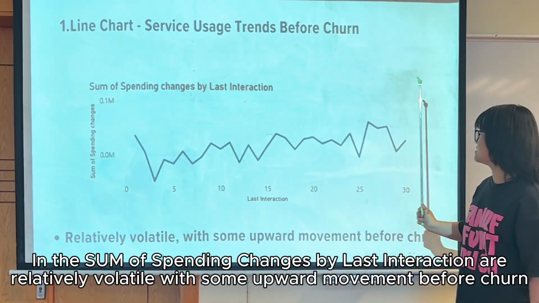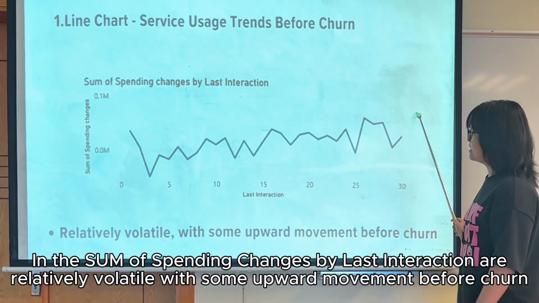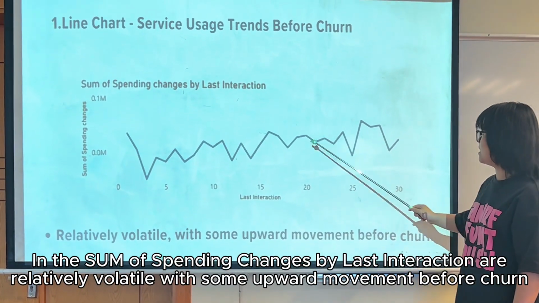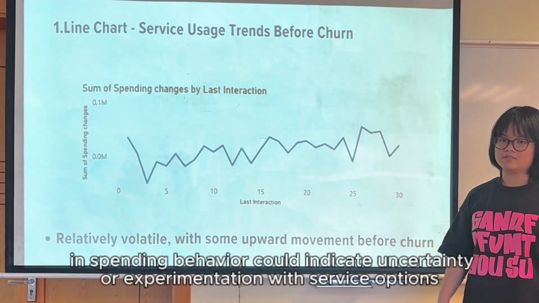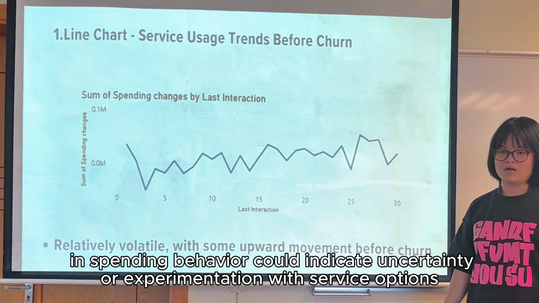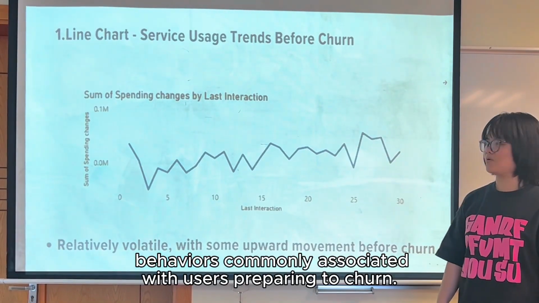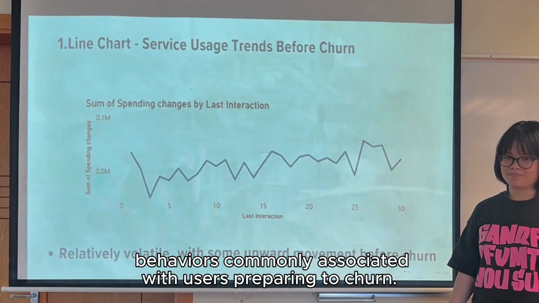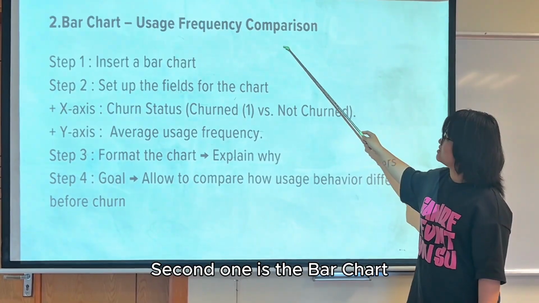Then the sum of spending changed by last interaction. The line is relatively volatile, with some upward movement before churn. In spending behavior, this could indicate uncertainty or experimentation with a service option, behavior commonly associated with users preparing to churn. The second one is a bar chart.